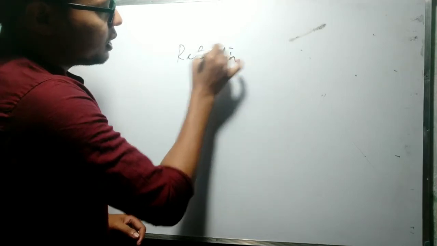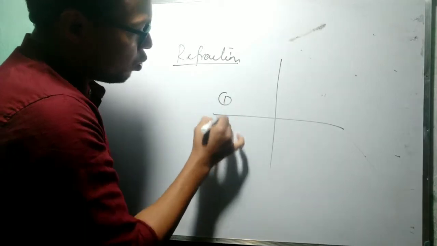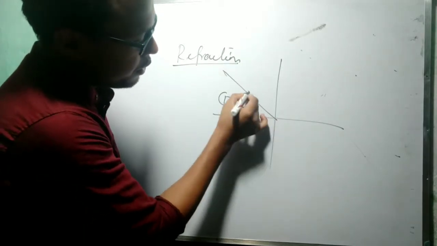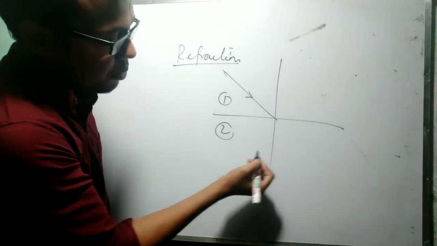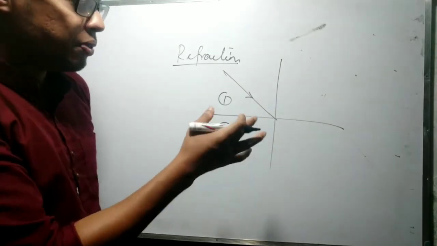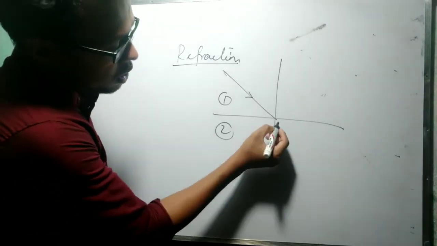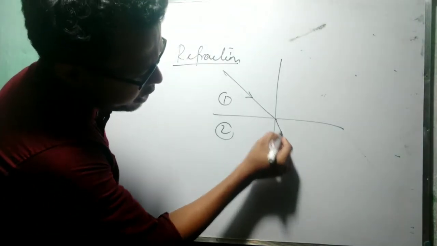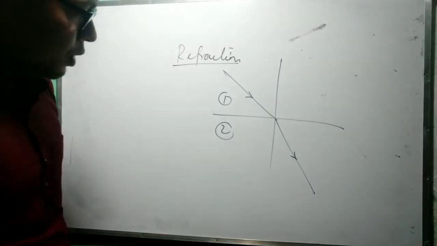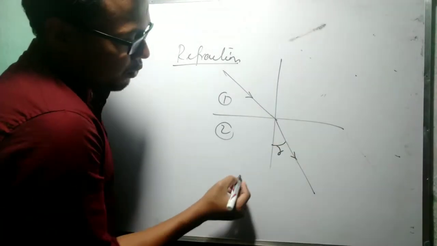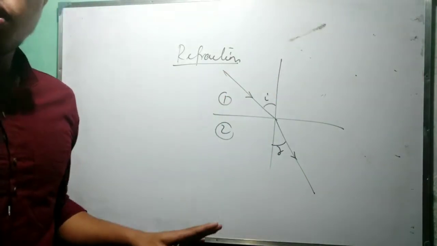So what is refraction? Before that I told you, if we take two media, when the light travels from one medium to another medium, when it is entering the second medium, the speed will change, meaning it may decrease or it may increase. Suppose the speed is decreasing, that's why the refracted ray is coming closer to the normal. So this is the angle of refraction and this is the angle of incidence. Now this phenomenon is called refraction.